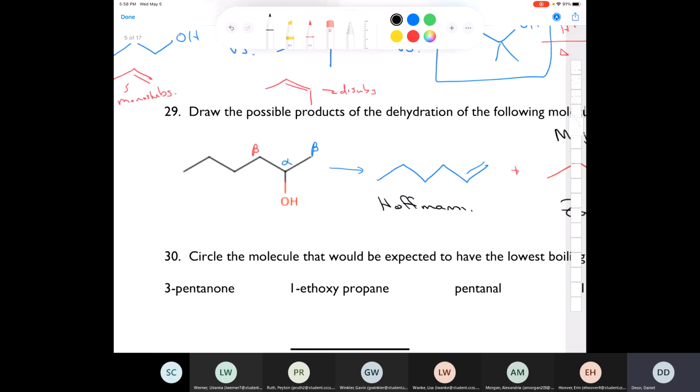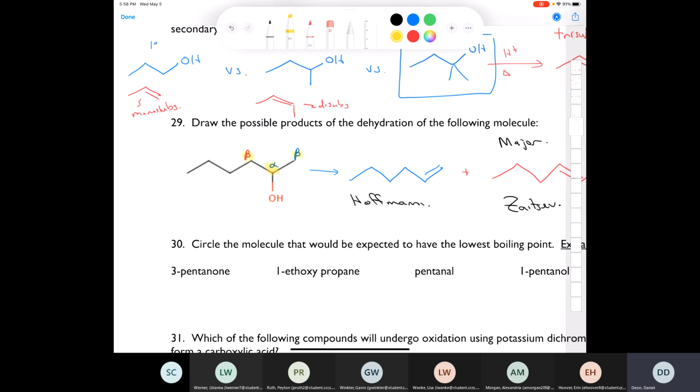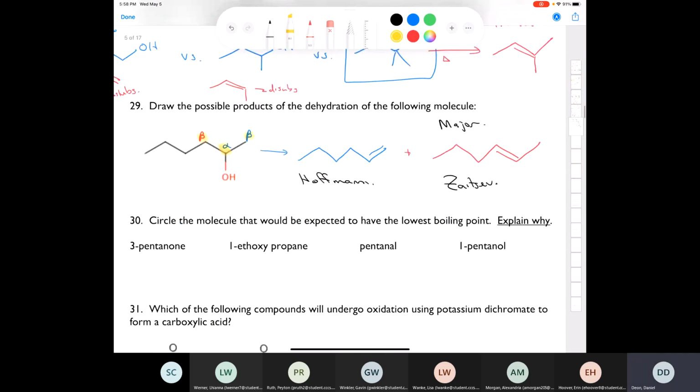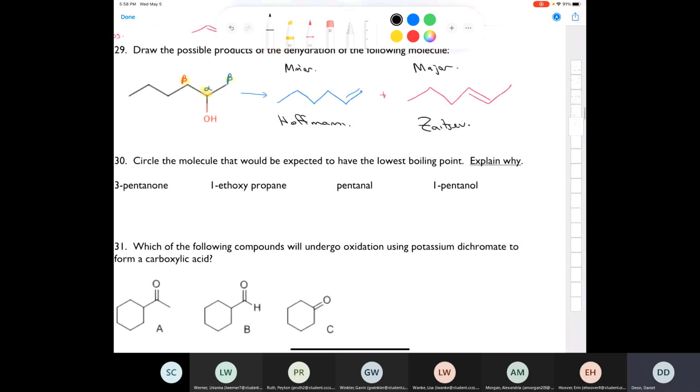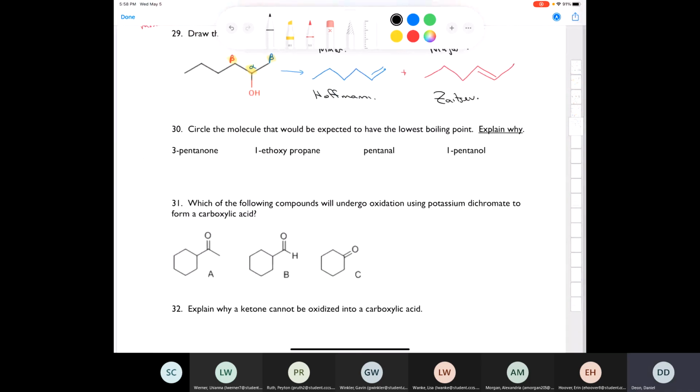Again, you look at the carbon with the hydroxyl, and you look at the carbons next to it. If they're different, then you can get a dehydration from taking a proton from either of those carbons to produce the more substituted alkene, the Zaitsev product, and the less substituted alkene, which is the Hoffman product, which is the minor product.